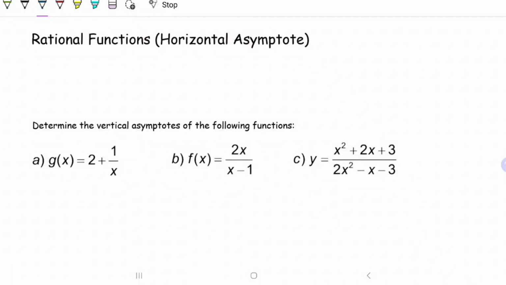All right, so welcome to this next video. In the last video, we were talking about vertical asymptotes. In this next video, we are going to be dealing with horizontal asymptotes. In short, that is HA. And just to remind you what that looks like.